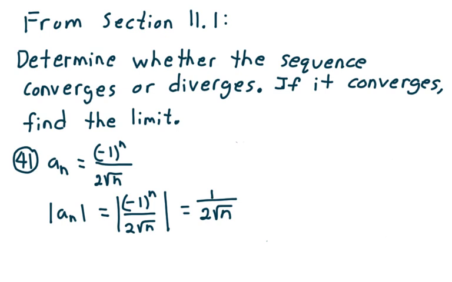41 says a sub n is equal to negative 1 to the n over 2 times the square root of n. If I look at the absolute value of a sub n, this is equal to the absolute value of negative 1 to the n over 2 times the square root of n. But we can write this as 1 over 2 times the square root of n.